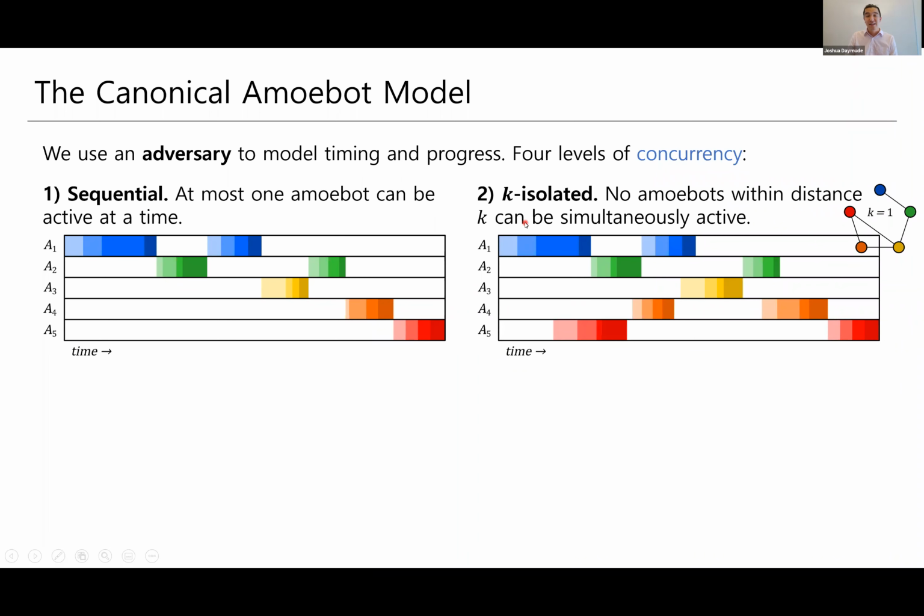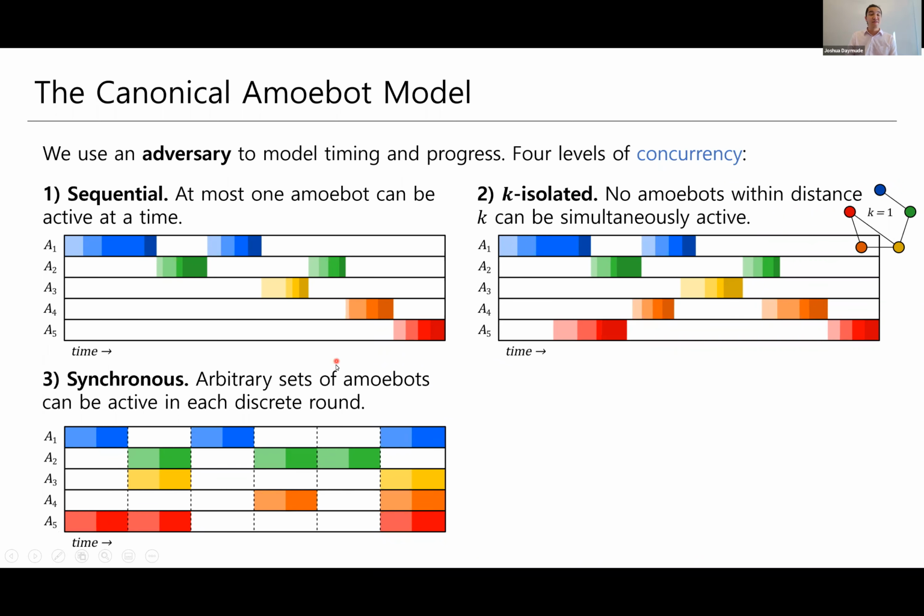A k-isolated adversary is a little bit stronger in the sense that it is allowed some concurrency, but only between Amoebots that are not within a distance k, where k is some integer. So for example, if we had this situation of neighborhoods on the right and k was 1, then the red Amoebot could be active at the same time as the blue or the green one because they're not neighbors, but not at the same time as the orange and the yellow one because they are.